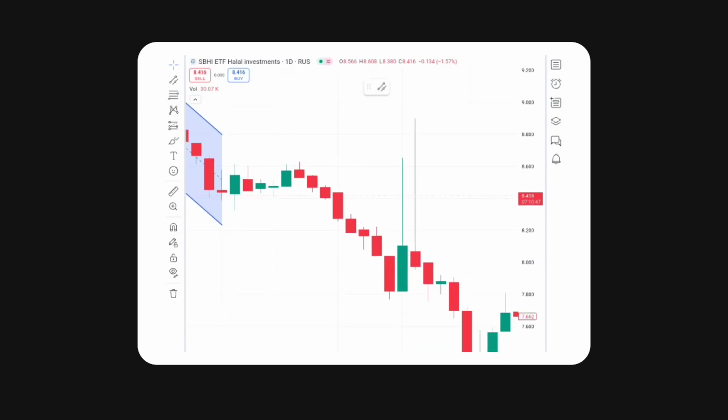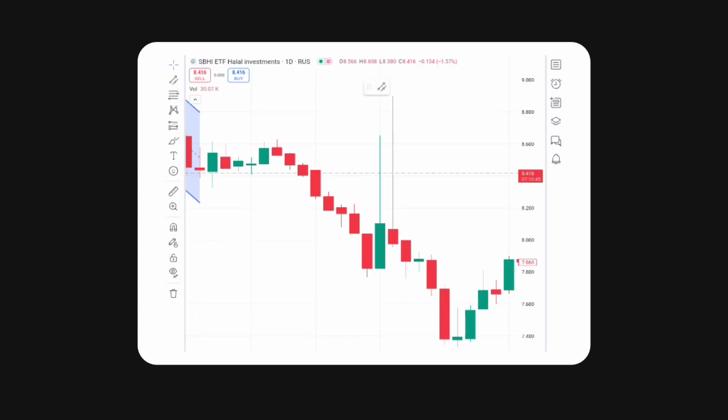If you see it another time, you will see a bearish open Marubozu. Can you understand the patterns?